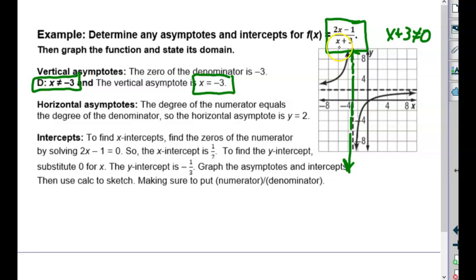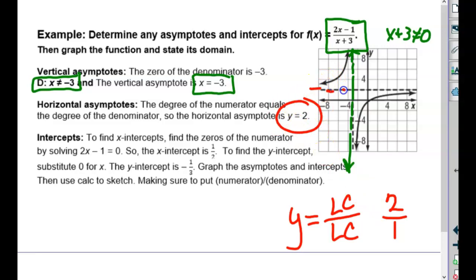When they are equal weight, the rule is y equals leading coefficient over leading coefficient. What is the leading coefficient of 2x minus 1? 2. What is the leading coefficient of x plus 3? It's whatever's in front of that exponent power of highest, so it's a 2 and an x or a 1 and an x. Now, that reduces to y equals 2, and that's where the horizontal asymptote is.